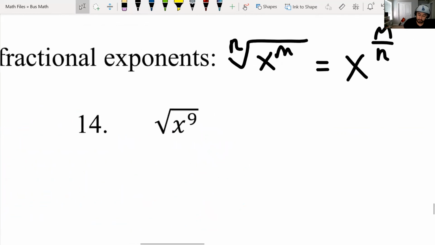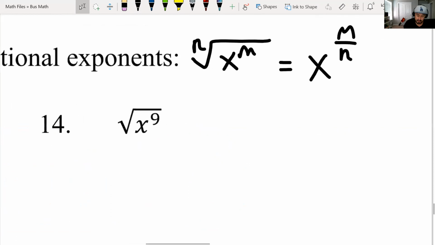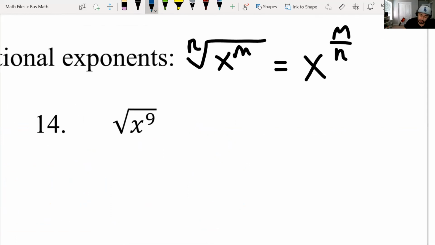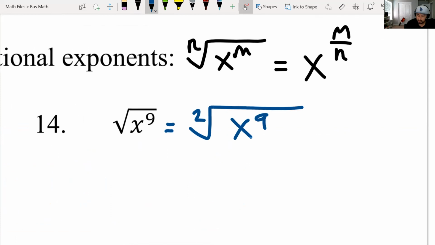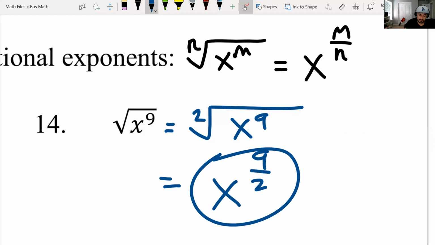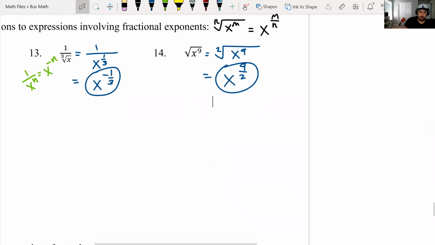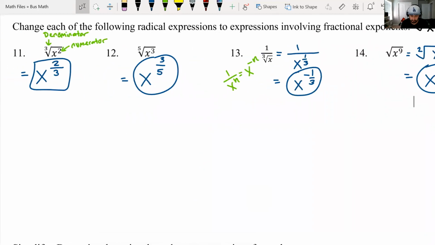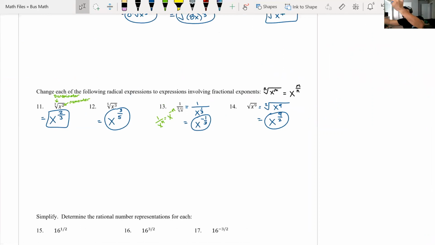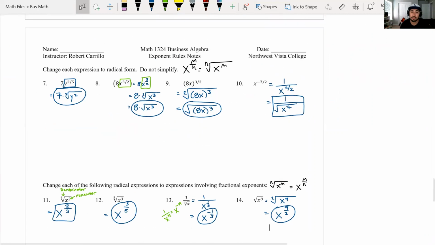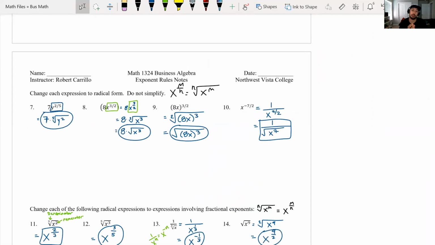14. The square root of x to the 9th. Okay. So for your reference, since it's a square root, put the 2 in there. So we'll make this square root x to the 9th, which means when you convert, x to the 9 over 2. That's it. That's how you work those. Okay. That's going from radical to rational. Above was going from rational to radical.